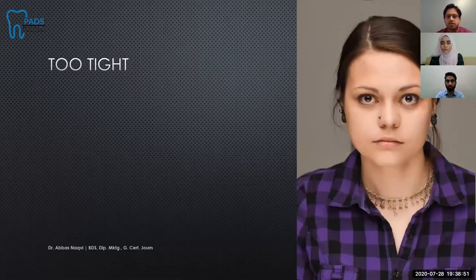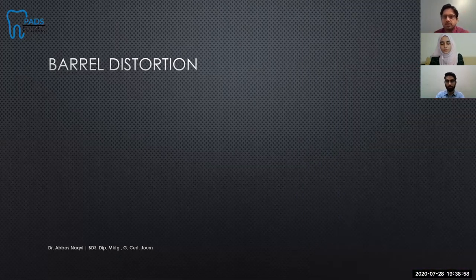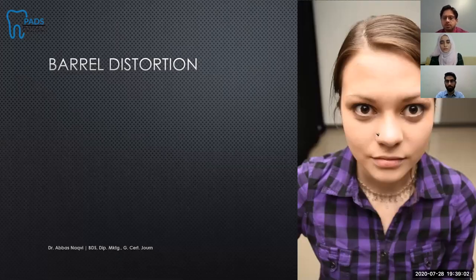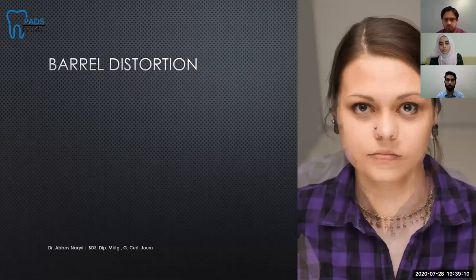Barrel distortion. You see how the face and the body kind of looks like a barrel. It's wide at the sides as compared to here. See the difference? Approximately the size of the subject in the frame is the same, but the perspective is very different. So here is the difference.